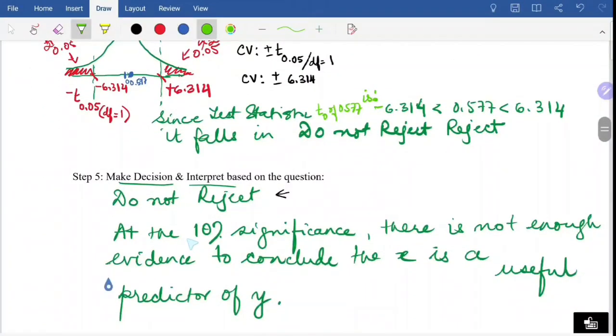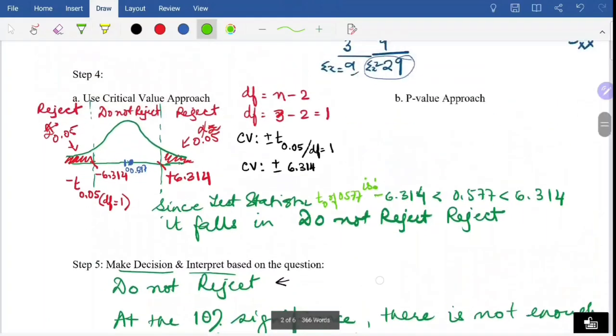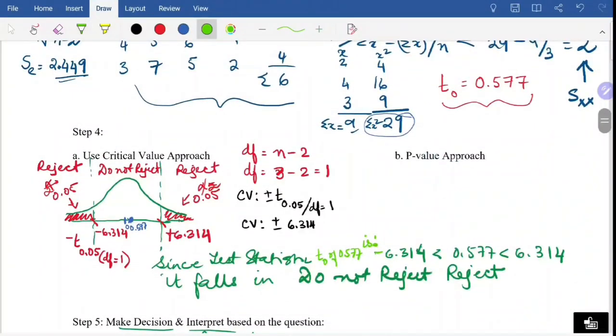And in the interpretation, we write, at the 10% significance level, there is not enough evidence to conclude that X is a useful predictor of Y. Right now, I'm going to go back a little bit to the p-value approach. I'm not going to give you the p-value because I expect you to estimate it using the table or using your graphing calculator. But let me again reiterate the process of finding the p-value.